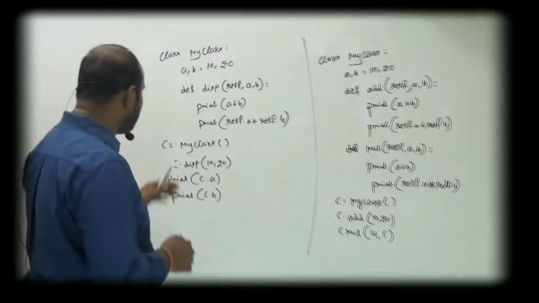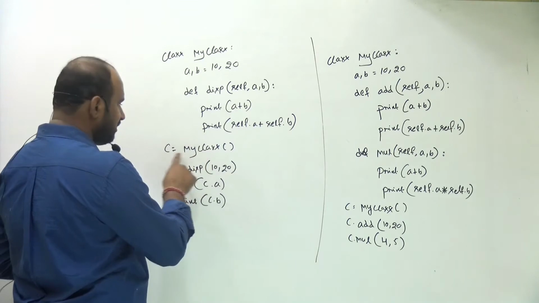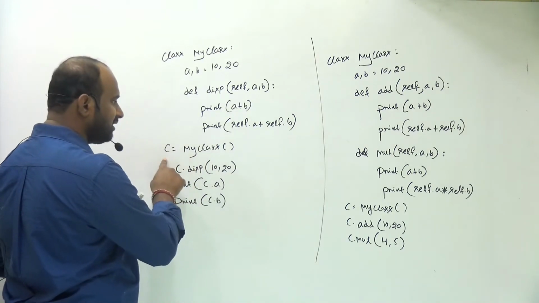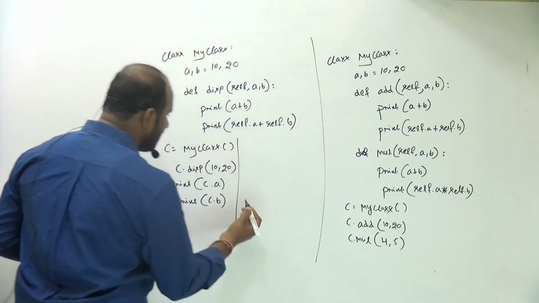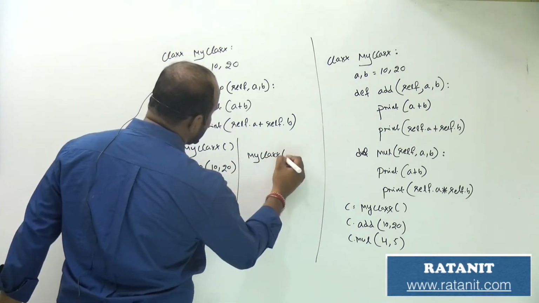Yeah. So see here, c equal to my class, right? C equal to my class means what? This contains a name, right? What is the name here? C, that is called a named object. What about a nameless object here? Directly I can create the object: my class data.